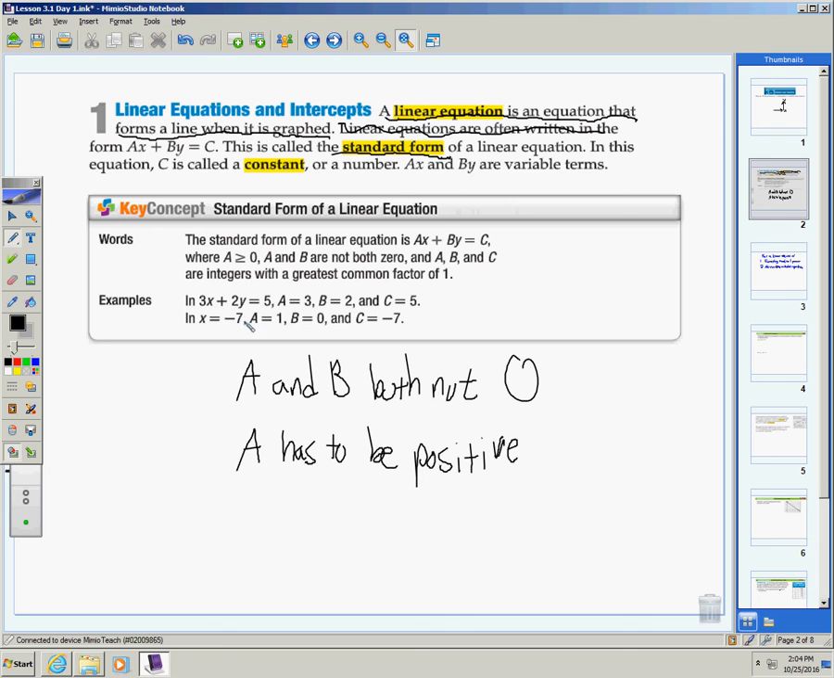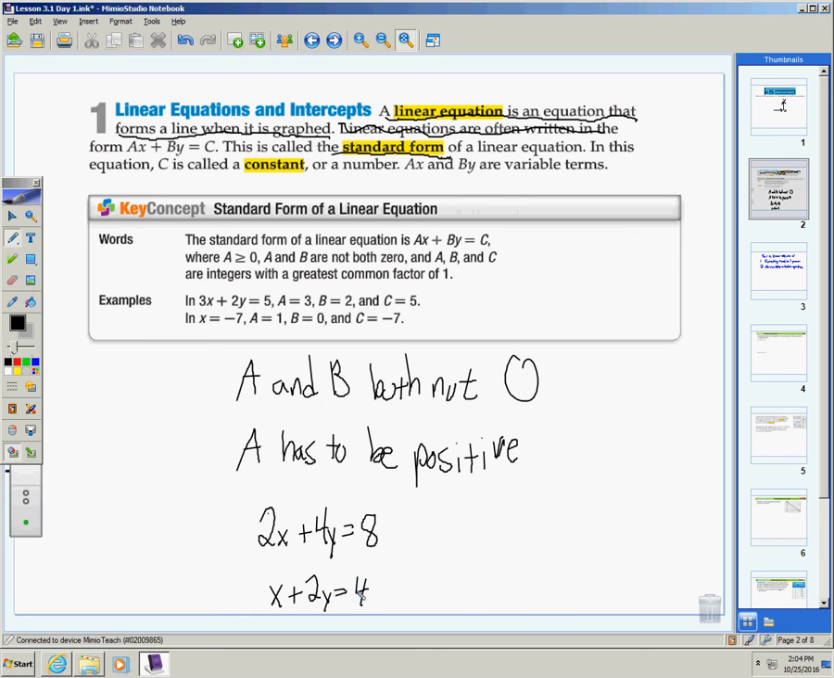And the last thing, the integers have to have a greatest common factor of 1. Okay, I'm not so concerned with that, but what that basically is saying is if I had like 2x plus 4y equals 8, then you should divide all these by 2 and have x plus 2y equals 4. Notice these would be the same things.